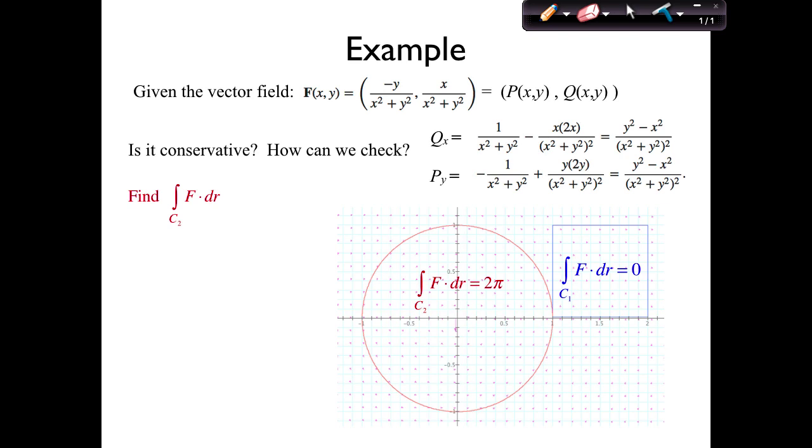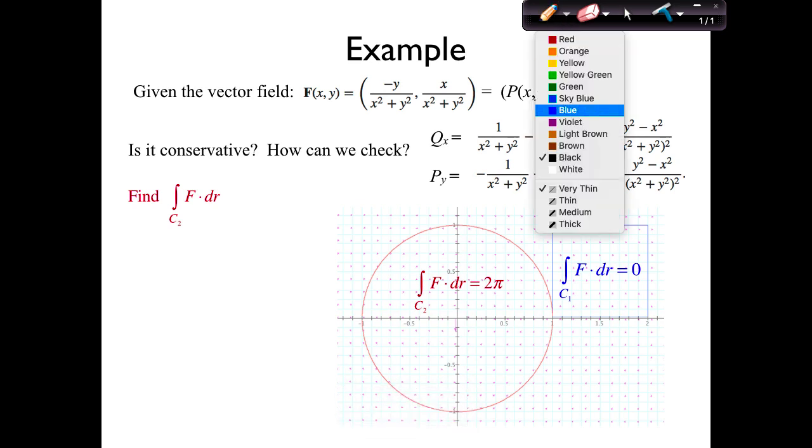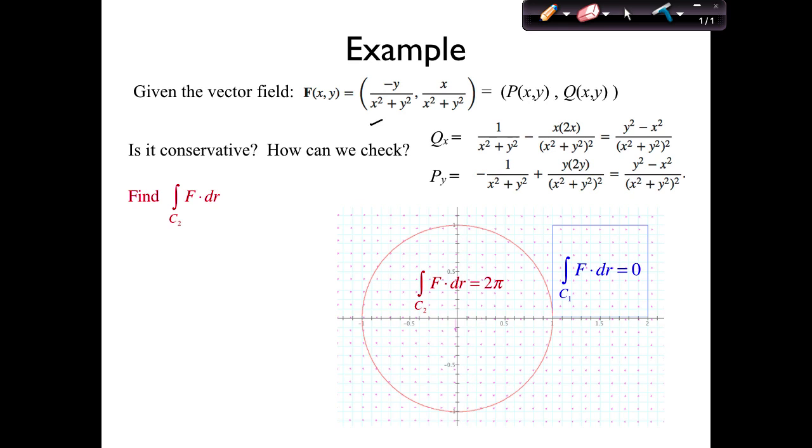Anybody see what's going on now? Christian? I guess at the point (0, 0), you're dividing by 0. Okay, so he's on to something here. What's happening at (0, 0)? Undefined, right? So that vector field is undefined at (0, 0).